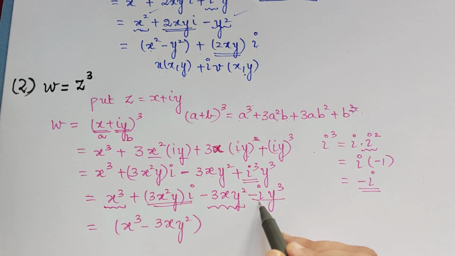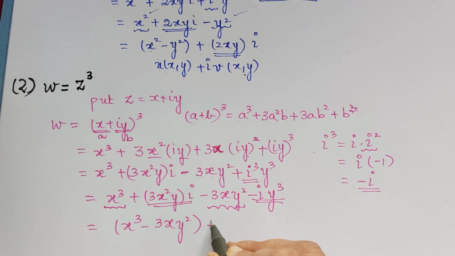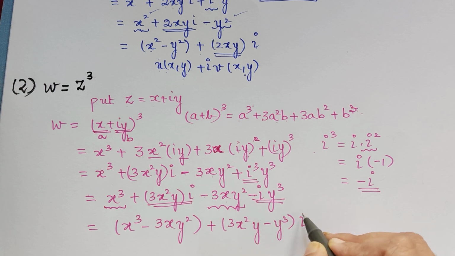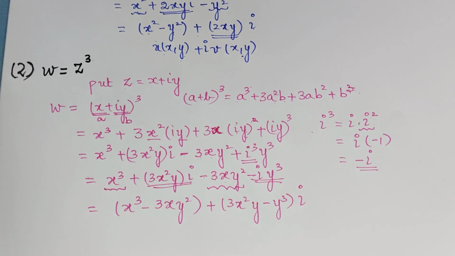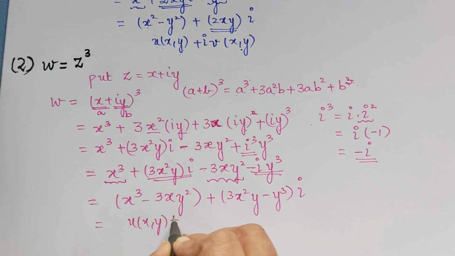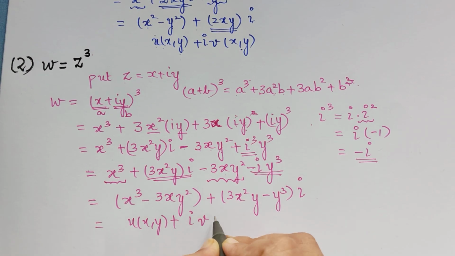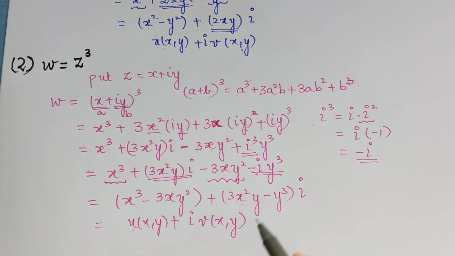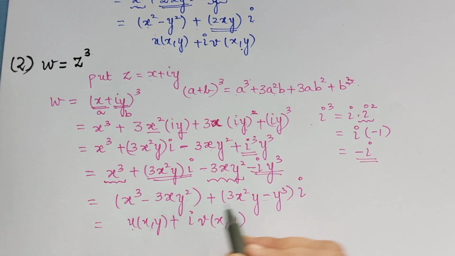So while combining, we can write it as 3x square y minus y cube, and we can write i separately. So therefore it has been written in the form u of x comma y plus i multiplied with v of x comma y, where u is a function of x and y, and v is also a function of x and y. Therefore we have separated the real part and the imaginary part.